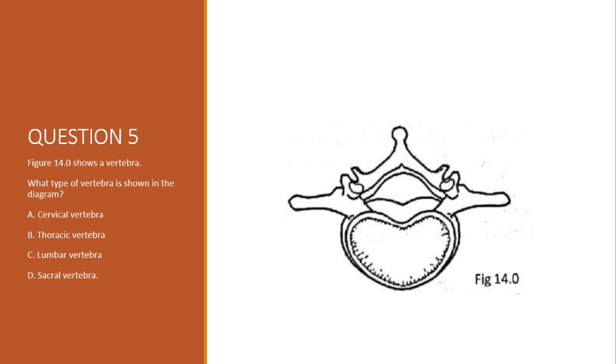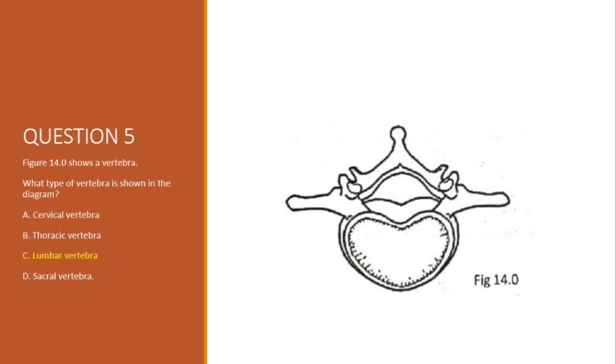Alright, I'm sure you've done that. The answer for question 5 is C, lumbar vertebra. Look at this diagram very well, then compare it to the diagram in the Boniface pamphlet. You're going to notice that they are similar. So C is the lumbar vertebra. Let's move on to question 6.